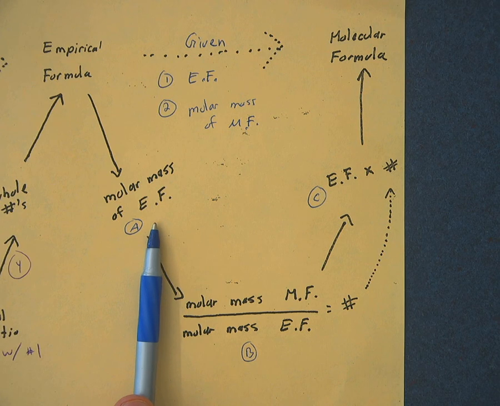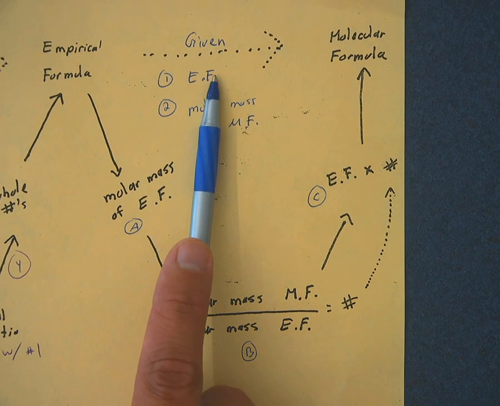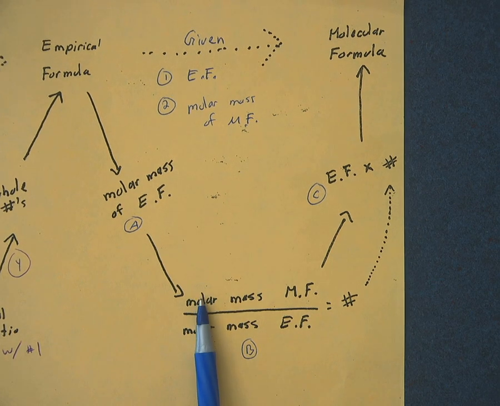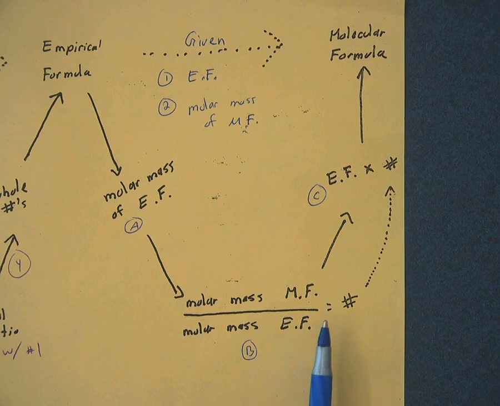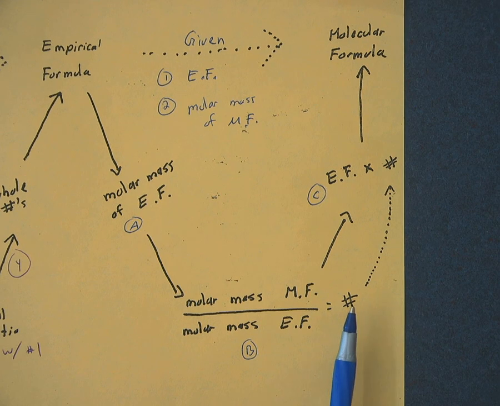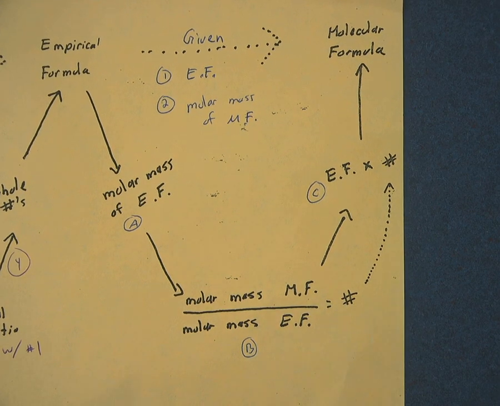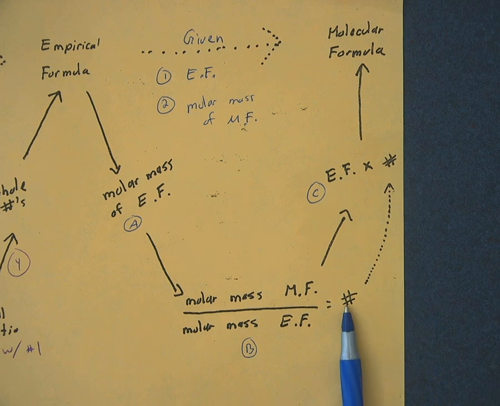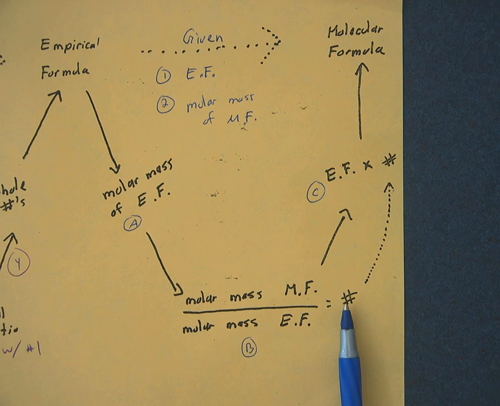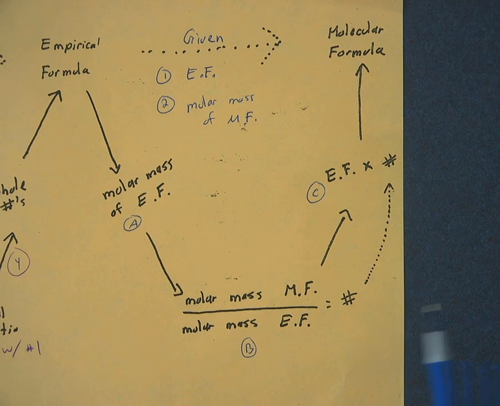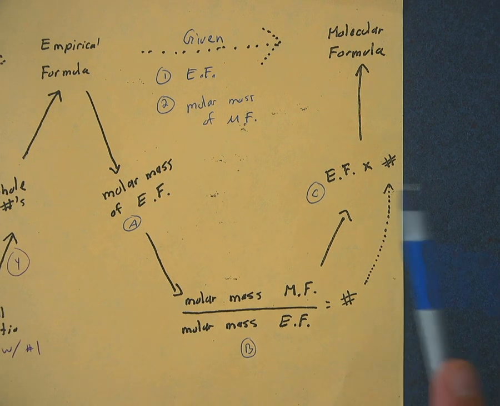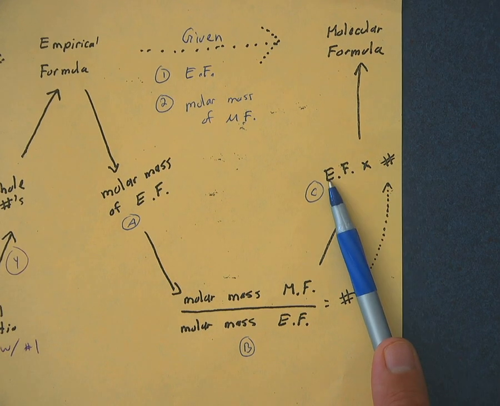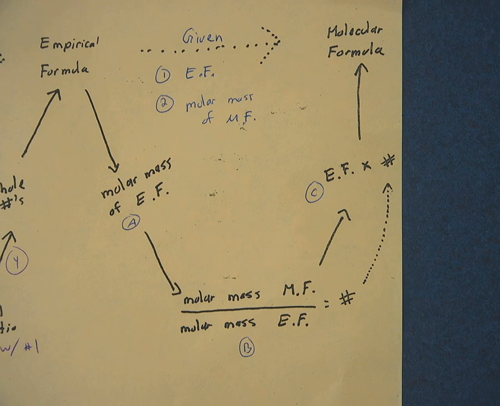Step A is to find the molar mass of the empirical formula. Step B is to see how much bigger the molecular formula's molar mass is compared to the empirical. We'll do a little division, and that better equal a whole number. If you don't get a whole number, you did something wrong or I did something wrong with writing the question. So you should get 2 or 3 or 4. If you get 2.99, we know that's essentially 3. But if you get like a 3.6 or a 2.5, something went wrong. We better check our work. Then we take that number and multiply it by our empirical formula. Maybe we need it twice as big, or 3 times, or 6 times as big. So this will make a lot more sense after we do a sample problem.